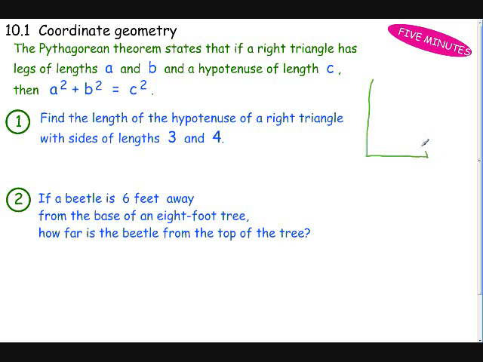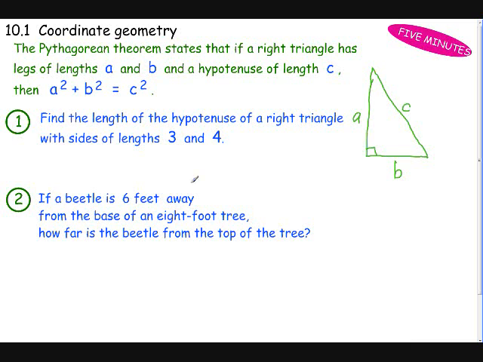And we have the line that connects them. Notice that the legs are at right angles to each other. So this is A, and this is B. I could just as easily have said this was B, and this was A. That doesn't matter. But this one matters a lot. C is the hypotenuse. Notice that it is always the longest side of a right triangle.